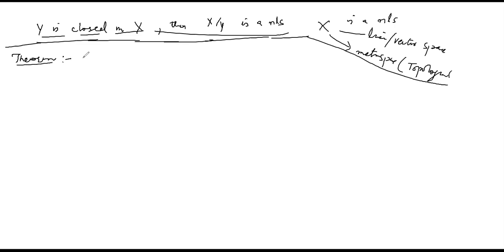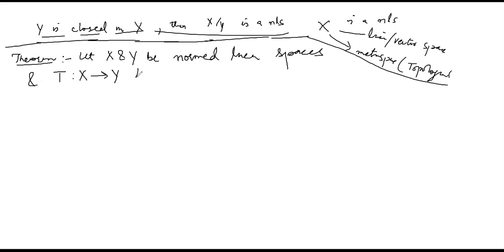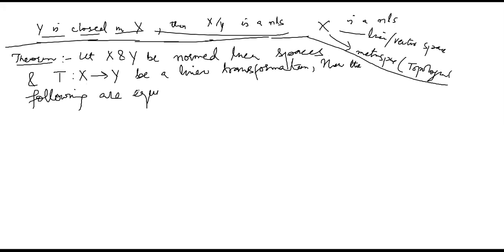So let me write it down. Let X and Y be normal linear spaces over some field K, and T be a map from X to Y, a linear transformation. By that I mean that homomorphism जो तुम्हें पता है. It's a linear transformation. Then the following are equivalent.